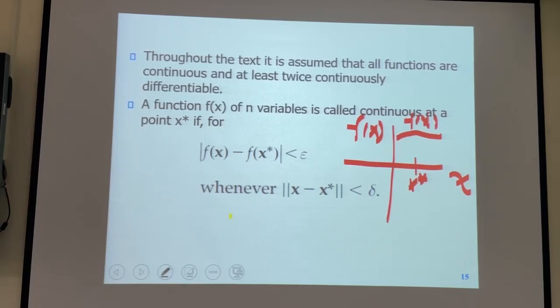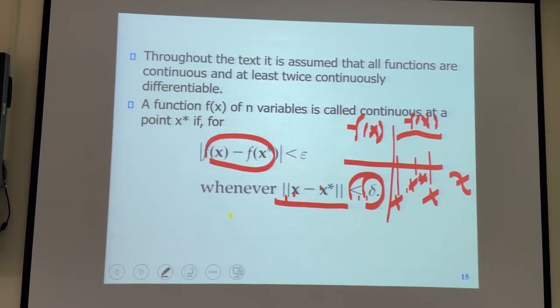So for any point, this is the distance between x and x star. If the distance is less than a small number delta, for any x very close to x star, very close, very close, the function value difference is also a very small number. So the function value is very close to f(x star).